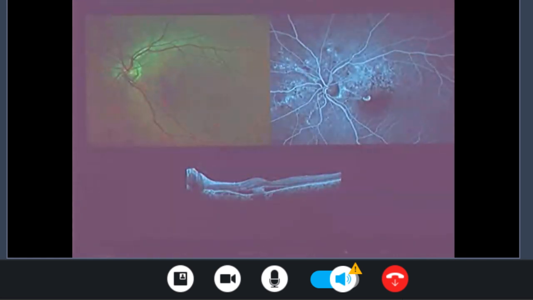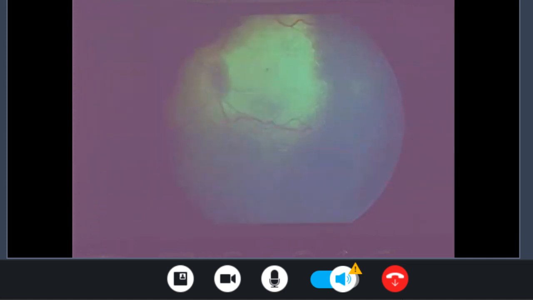Number 2. This is a 45-year-old male presented with metamorphopsia. This is A. What is A? What is B? What is C? This is a young boy presented with strabismus in his left eye. What is the diagnosis? And what is the treatment?